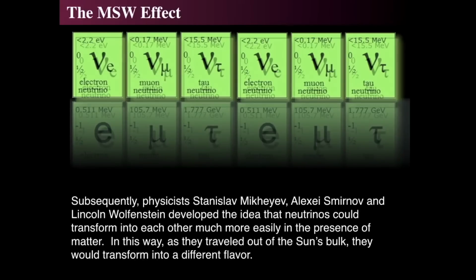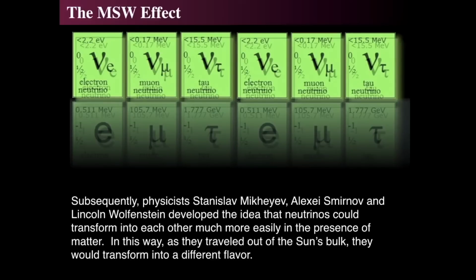This was then looked at more carefully by three physicists, Stanislav Mikheyev, Alexei Smirnov, and Lincoln Wolfenstein, and they developed the idea that neutrinos could transform into each other more easily in the presence of matter. If it's close to some sort of electric field, which matter has, then the neutrino might feel it more, and that allows it to transform. So the quantum state of the neutrino could change more easily if it passes through things. And so predictions were made as to how fast and how quickly it could change.